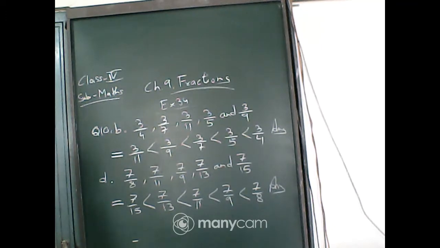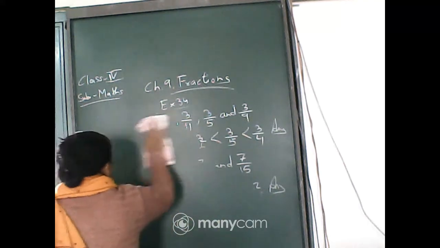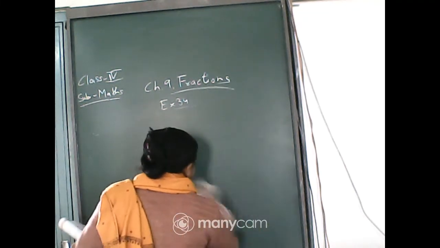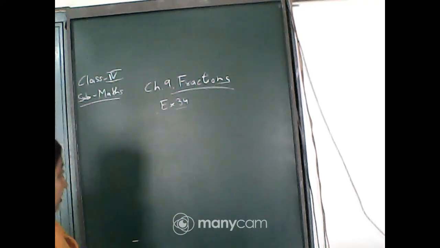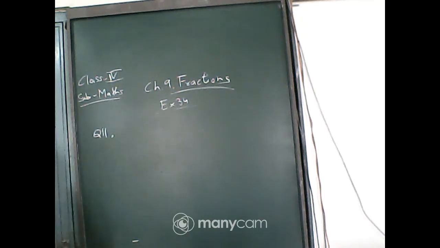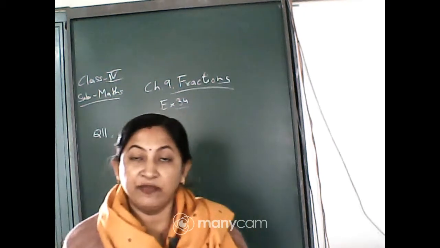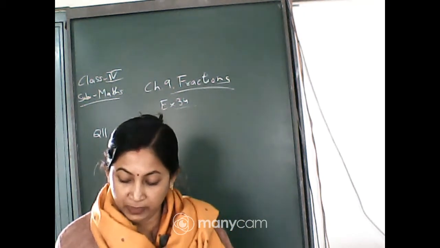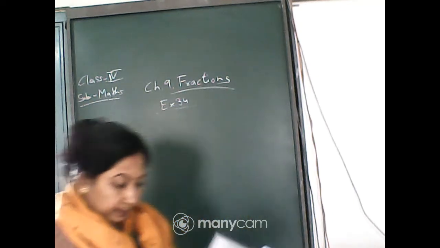Okay. Now let us do question number 11. Arrange the following fractions in descending order. That means you have to arrange in descending order from bigger to smaller. Okay. Let us do number D.